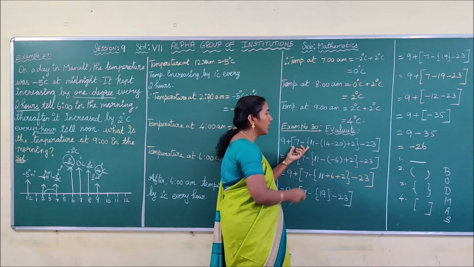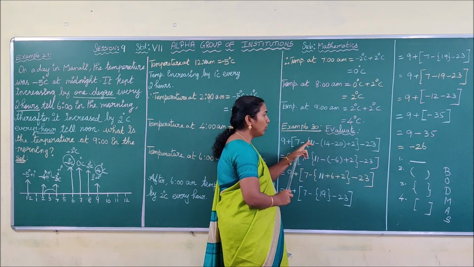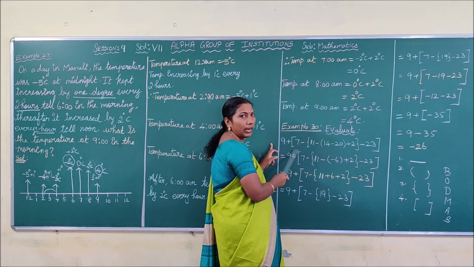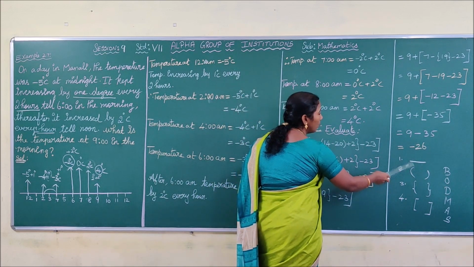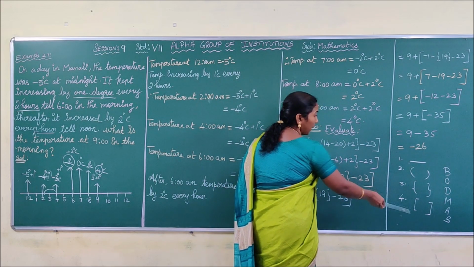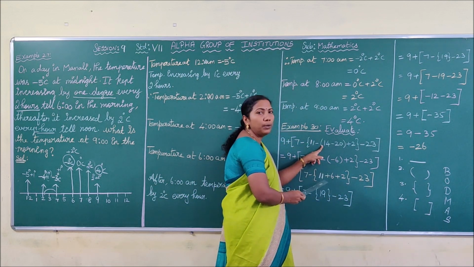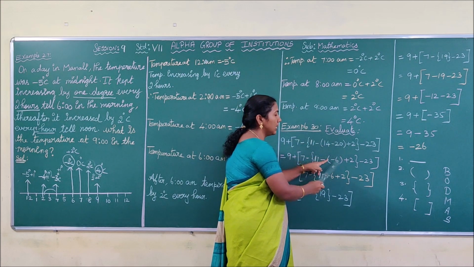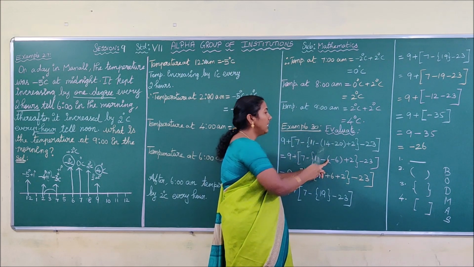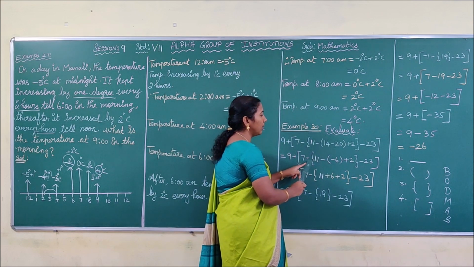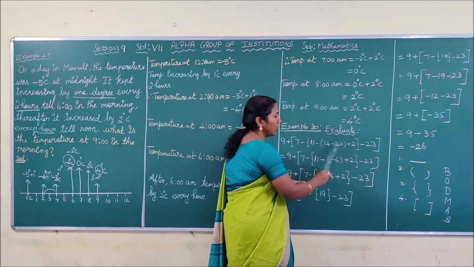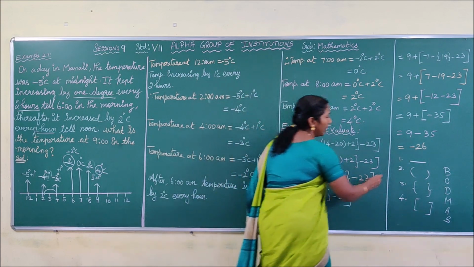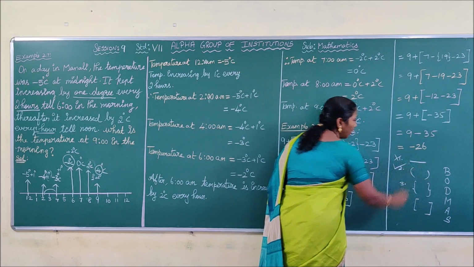See the question. This question contains 3 types of bracket: simple bracket, curly bracket, and square bracket. By the rules of using the operation of types of bracket, first you have to use the simple bracket, that is 14 minus 20 first. What is the answer for 14 minus 20? Minus 6. Thus, write the remaining numbers as they are. 9 plus 7 minus 11 minus, 14 minus 20 is minus 6, plus 2 minus 23. Thus we have evaluated the simple bracket; here we don't have a vinculum.